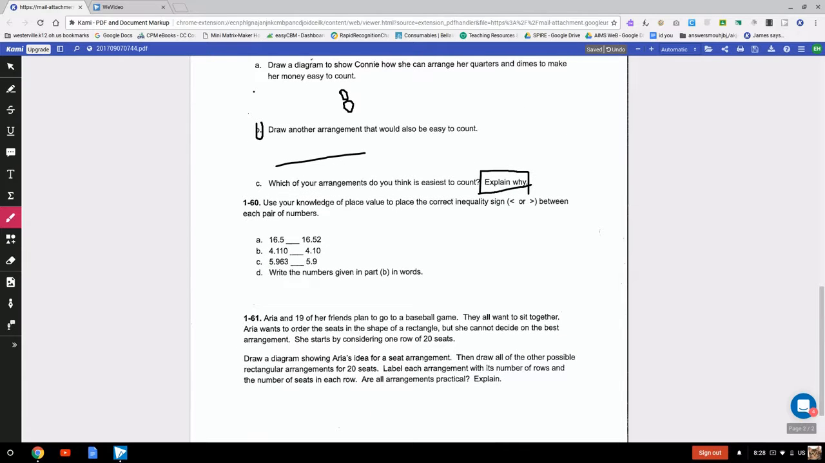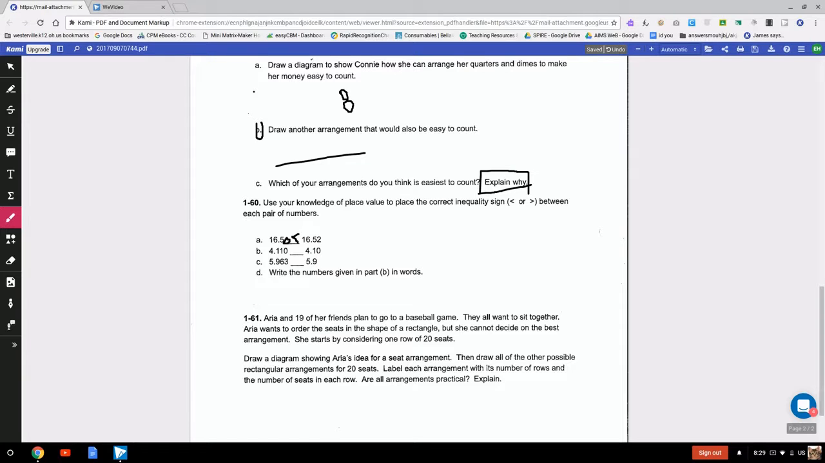Right here, again, I believe it's on page 14. People have been struggling with place value, so just look back at that chart if you're still confused on which one's greater. You're going to use the greater than and less than symbols. We have 16 and 5/10ths, and then we have 16 and 52 hundredths. What I usually do is add a 0 here, so I'd have 50 hundredths and 52 hundredths. Which one is bigger there? Boom, 52 is greater than 50. So sometimes you have to add a 0 or take them off to see which one.